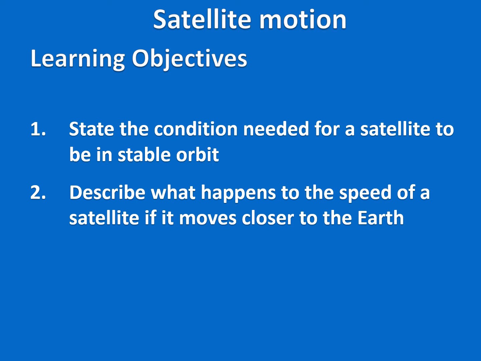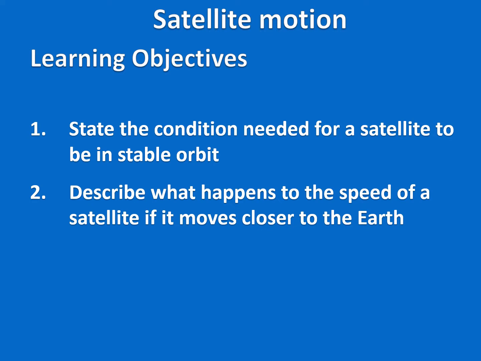We're looking at satellite motion, and there's two objectives for today's session. So the condition needed for satellites to be in stable orbit, and to describe what happens to the speed of a satellite if it moves closer to the Earth. So for this, we need to think about Newton's law of gravitation and relating that to the centripetal force.